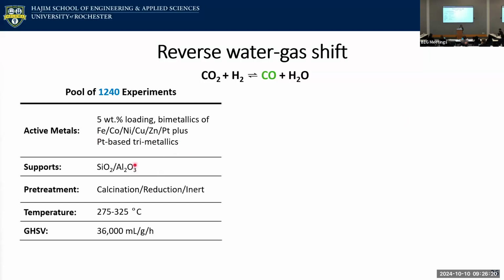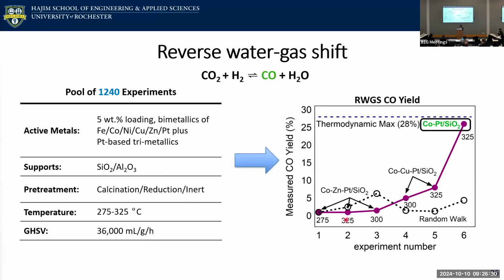So here we just took what we had in the lab: different metals, different supports, different pretreatment conditions to have oxidized catalysts, reduced catalysts, et cetera, different temperatures, and we kept the GHSV fixed. And so we went through the workflow in purple that I described earlier, and we also just picked random catalysts, going through a random walk here with the dashed line.